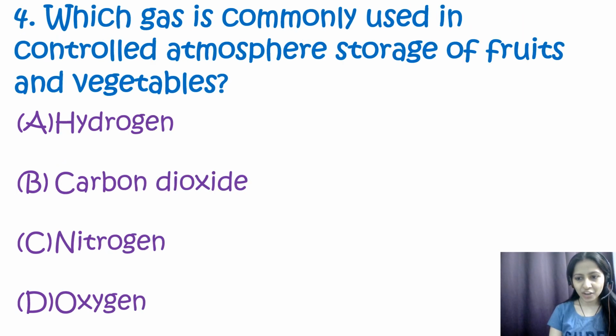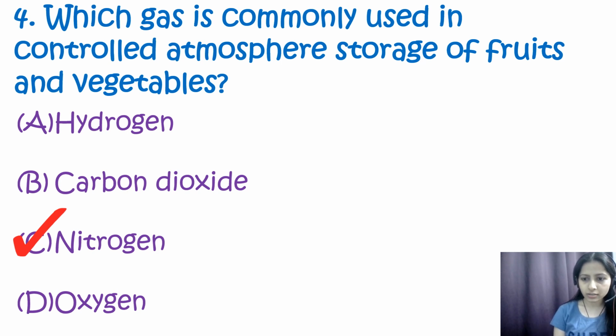Question number 4. Which gas is commonly used in controlled atmosphere storage of fruits and vegetables? So options are hydrogen, carbon dioxide, nitrogen and oxygen. So over here the appropriate answer is nitrogen. So controlled atmospheric storage of fruits and vegetables typically involves a mixture of gases: carbon dioxide, oxygen and nitrogen. So the gas concentration can range from say 1 to 10% of oxygen, 0 to 30% of carbon dioxide, and the balance is nitrogen.